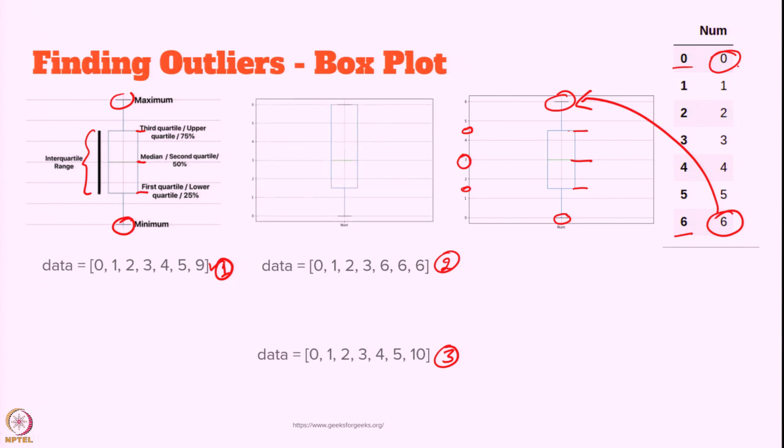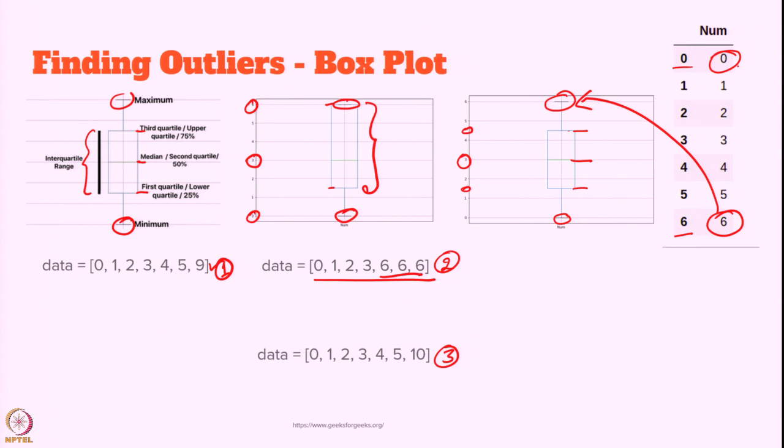We have the data 0 to 6 in this case. As you can see, 0 is the minimum number and 6 is the maximum number. Since most of them are 6, the box plot looks like this. If you apply the formula and calculate, 3 will be the median and it will go till 6, and 0 is the minimum value. The quartile range is 1.5 to 6. That is, the third quartile is 6 and the first quartile is 1.5.